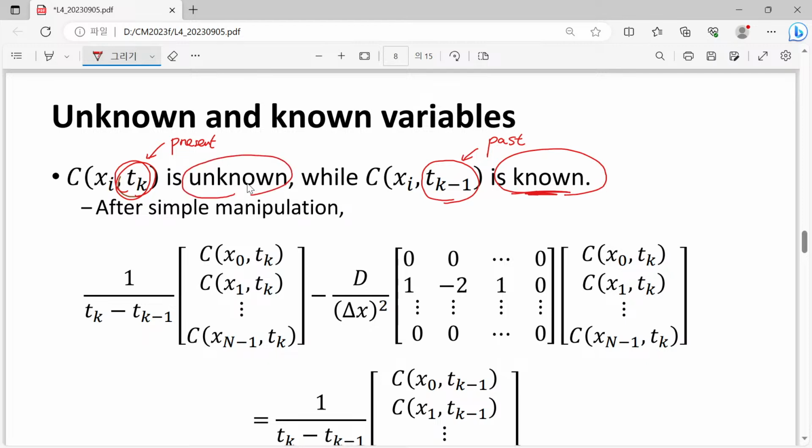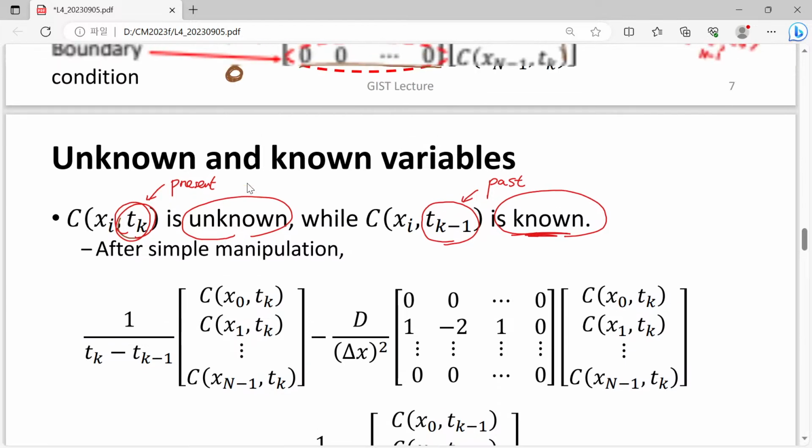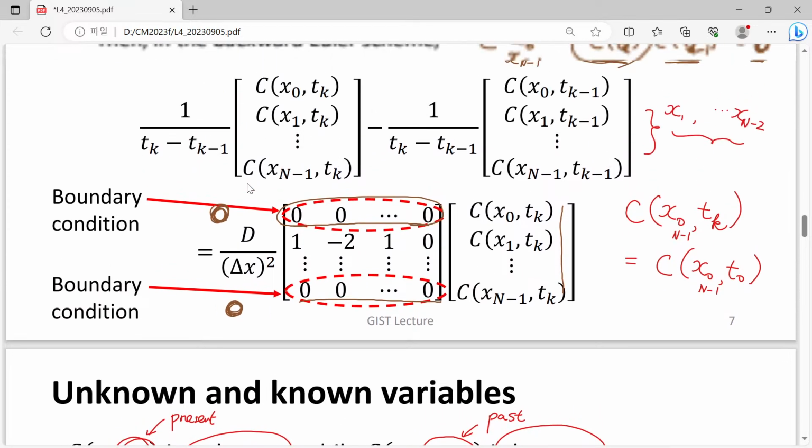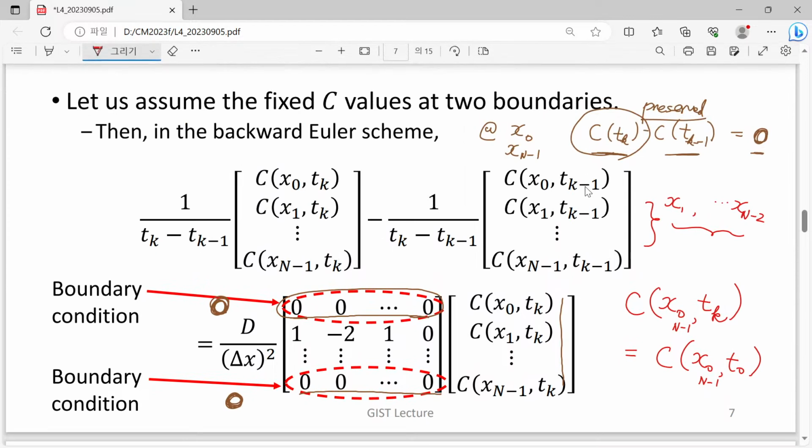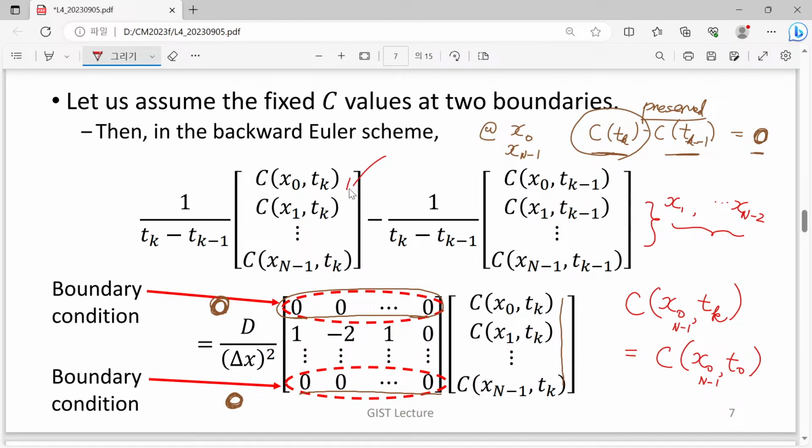So let me just manipulate it. How can you manipulate it? So here, now just to label them. Do you know this guy? No, you have no idea. Do you know this guy? Yes, I know. And how about this? Do you know this guy? No, you have no idea.